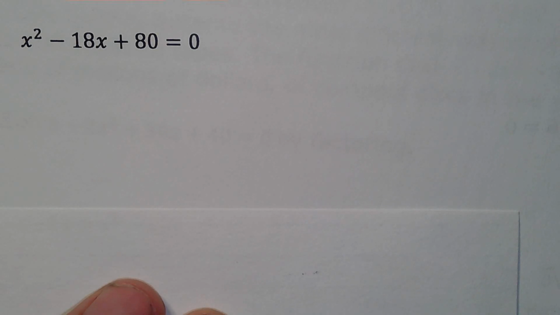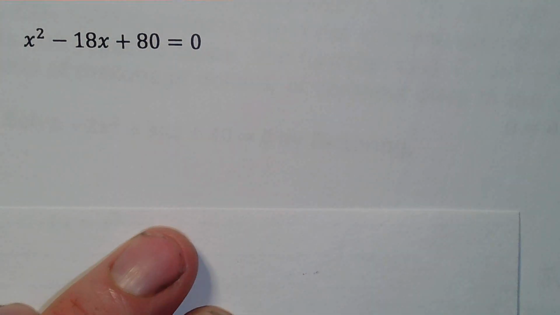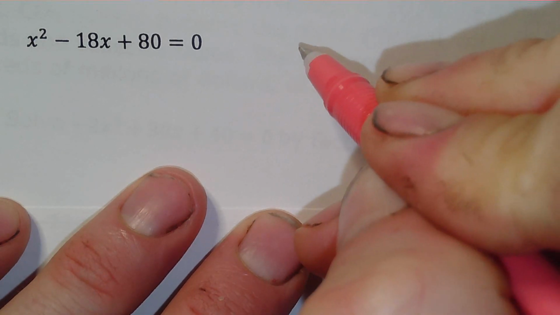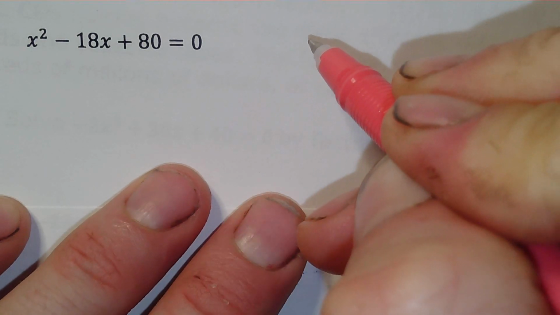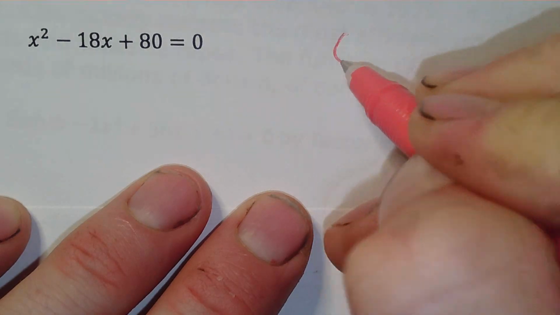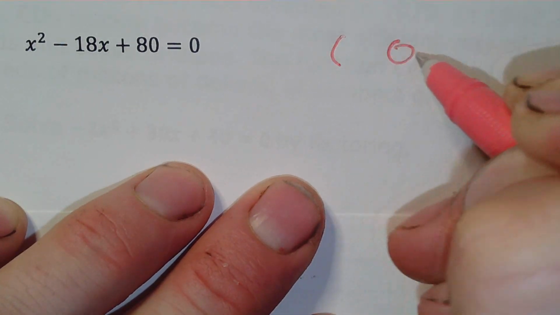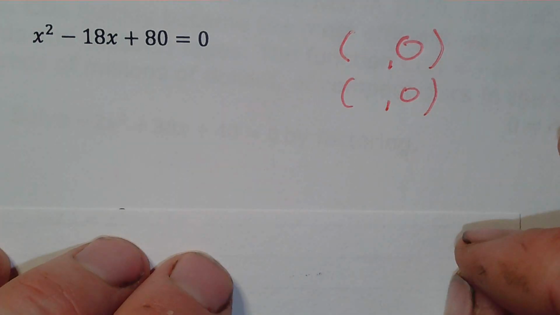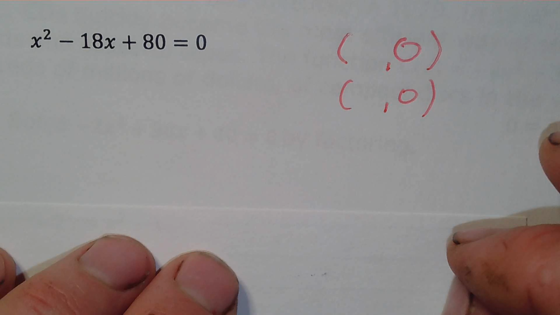All right, so let's do another one that comes up with a little bit cleaner number. I have x squared minus 18x plus 80 equals 0. So this is an x-intercept. These are my roots of this. My x values are going to be two things, and my y value is going to be 0. So I'm going to complete the square doing this one.